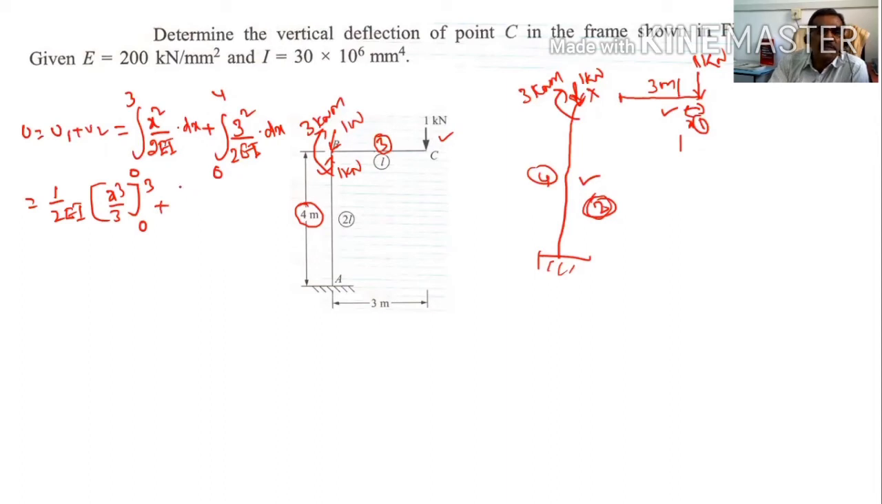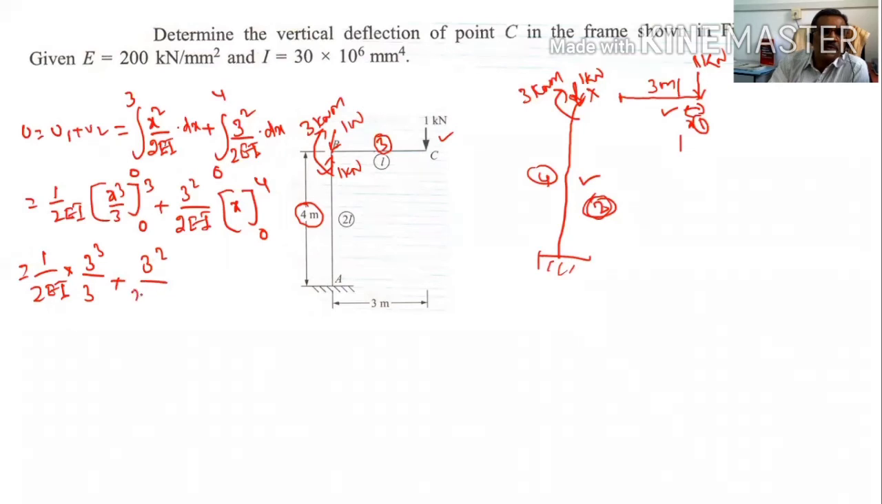Plus here we have 3 square divided by 2EI. We can take that commonly outside. Here we have a constant, so what is the integration? X. What is the limit? 0 to 4. That is 1 by 2EI into 3 power cube divided by 3, plus 3 square divided by 2EI multiplied by 4.